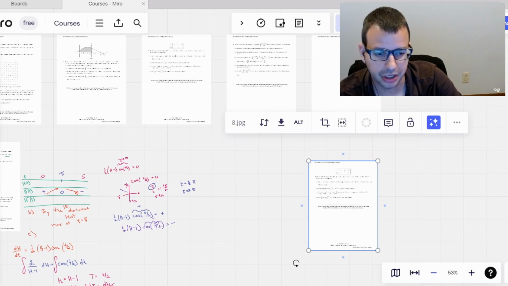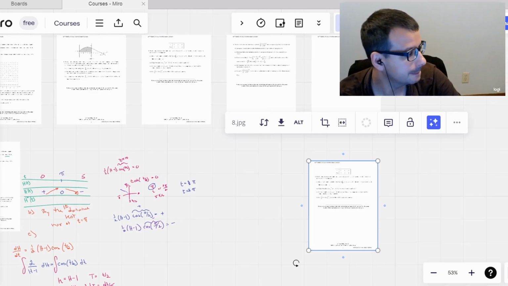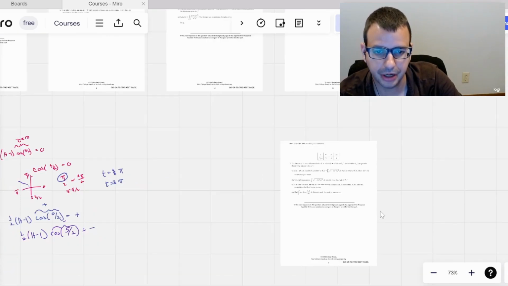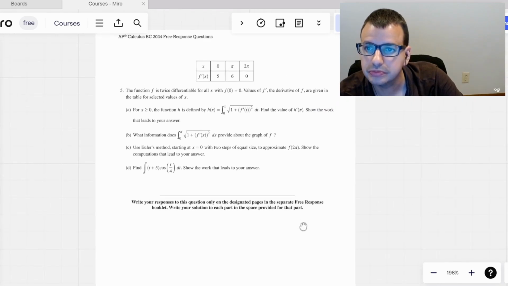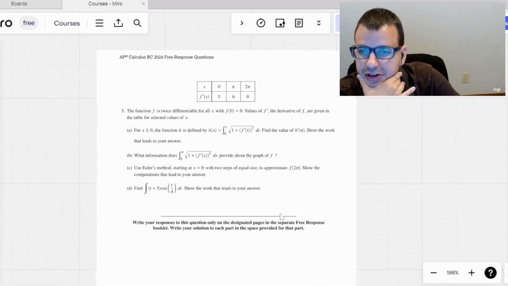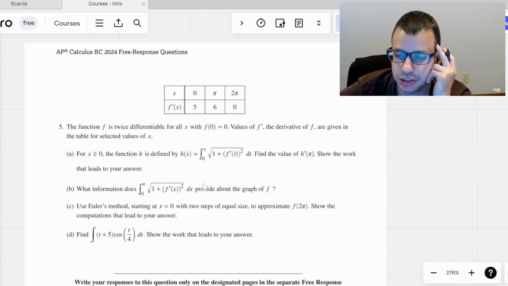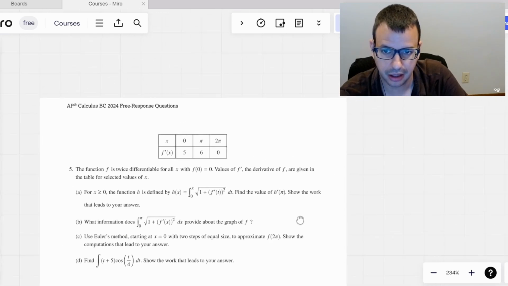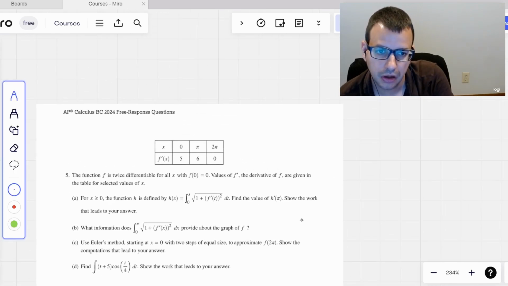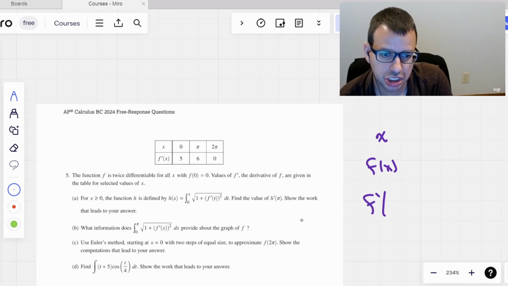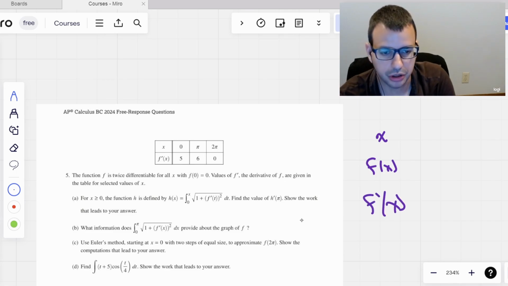See how we're doing on time. Yeah, we're about on pace. All right, question number 5. The function f is twice differentiable for all x with f of 0 equals 0. So they're giving us the derivative, but not the function. So I'm going to rewrite this table just because I want to.